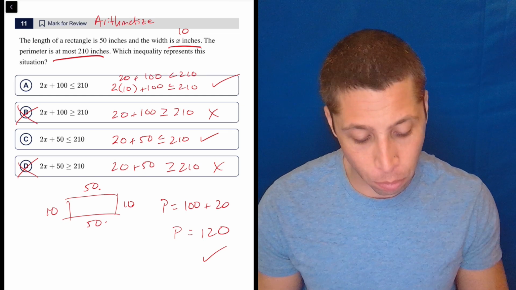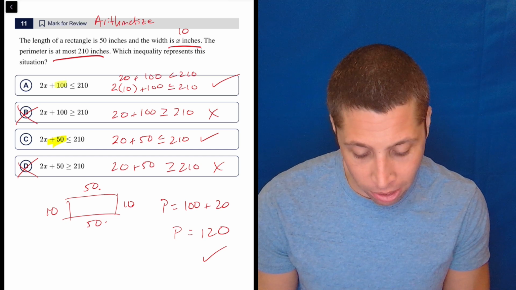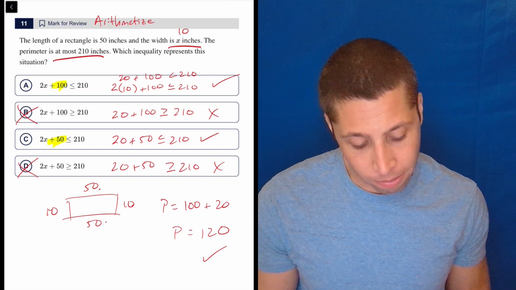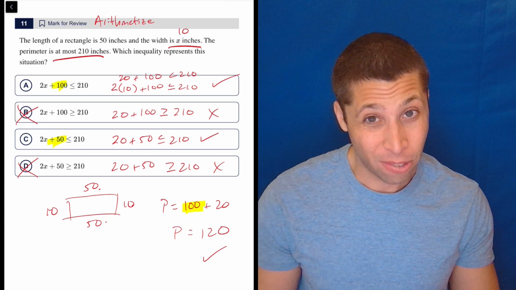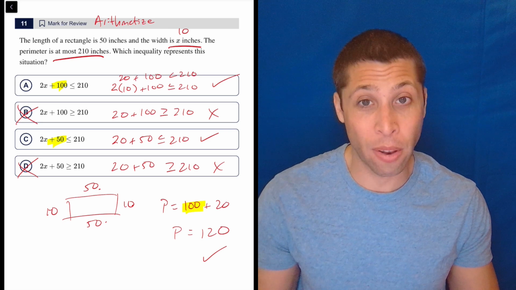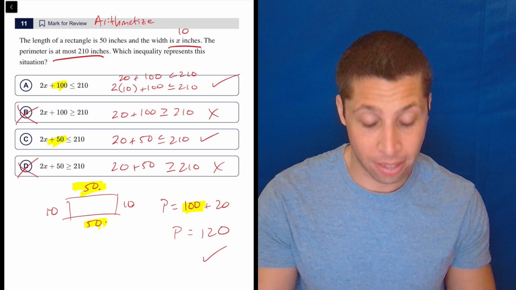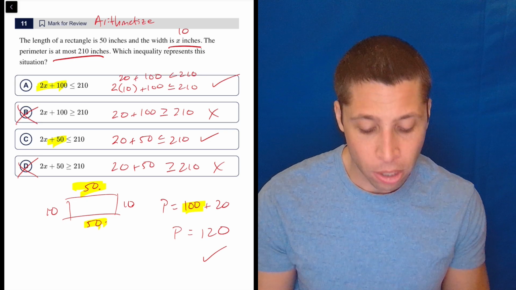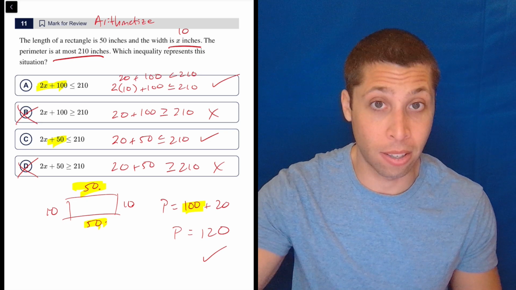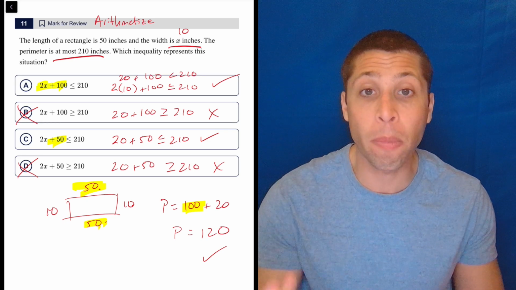At this point, I'd just be like, well, what's different, right? This is plus 50, this is plus 100. Well, I had plus 100, so probably means I should have plus 100 again. And why do I have plus 100? Because there's two 50s going into this thing, which makes sense because then there's also two 10s, two x's, two widths going into this thing too. That's just a basic perimeter.